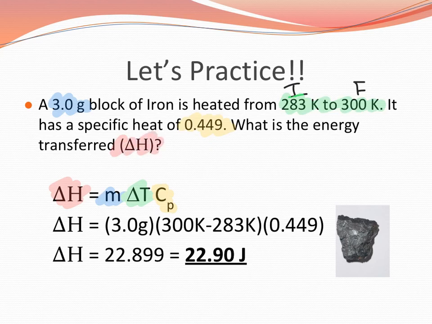So in this problem, we're solving for delta H. I'm only going to highlight this one. I plug my mass in right here, multiply that by final minus initial. Don't forget, final minus initial. And then we plug in our specific heat capacity, multiply, get an answer, and round it to 2 decimal places. 22.99 joules is our final answer.